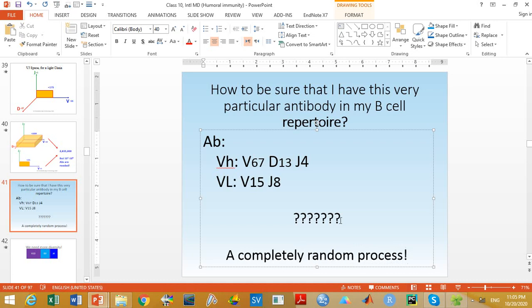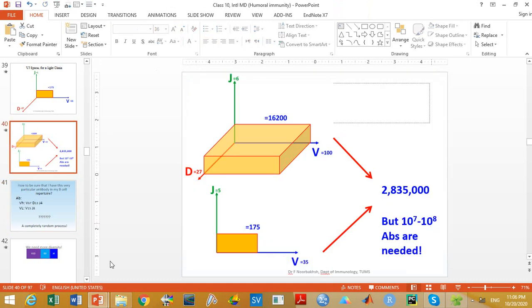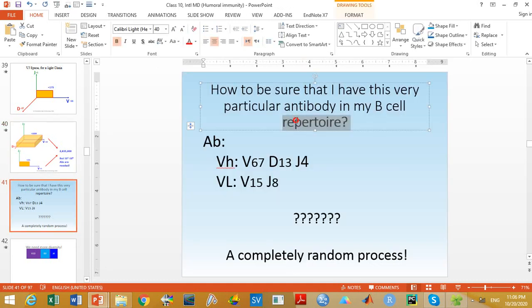Well, the answer is that no, I'm not missing anything, and you're not missing anything. We can be confident that we do have all these possible combinations in our B cell repertoire. So my B cell repertoire is not missing anything. How can I be so sure, considering that nobody's checking the B cells in the bone marrow, and it's a completely random process? How can we be sure?